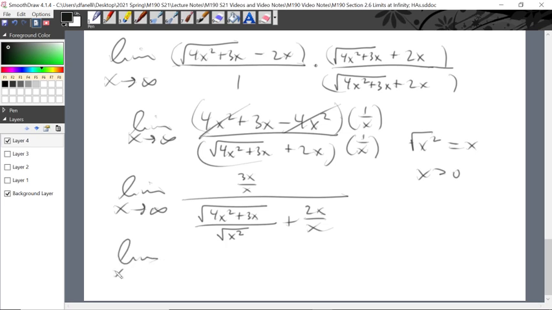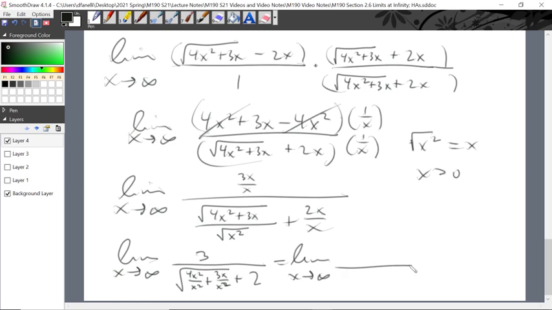So that's the limit as x goes to infinity. The numerator is 3. The denominator we have inside a large square root bracket: 4x squared over x squared plus 3x over x squared, and then plus 2. So that is the limit as x goes to infinity of 3 over the square root of 4 plus 3 over x, and then outside the square root we have a plus 2. So now we run the limit on this term right here.